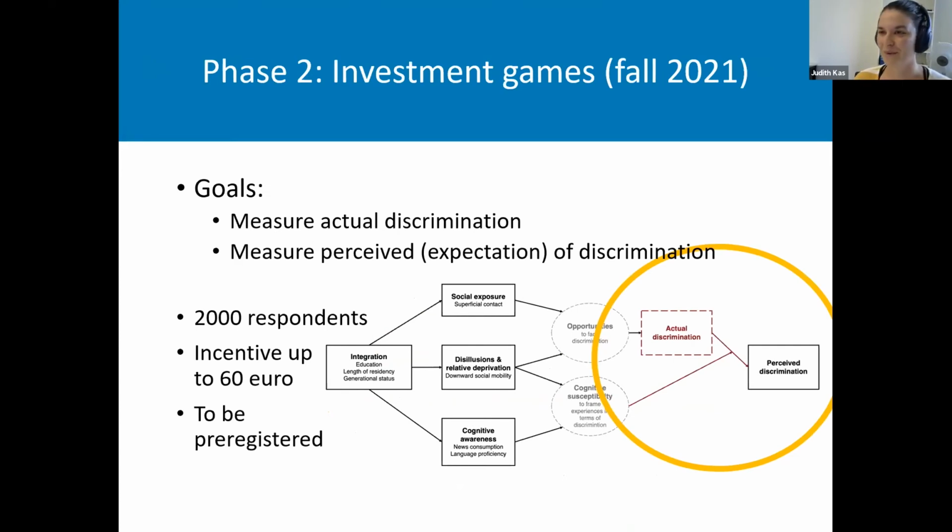These are the investment games that we're planning for the fall. This is the phase where we collect our measure of actual discrimination and most of the measures for perceived or expected discrimination. We hope that of the 3,000 respondents who participated in the first part, 2,000 will also participate in the second part, and they can earn up to €60 in this part. And we plan to pre-register this study and our hypotheses.